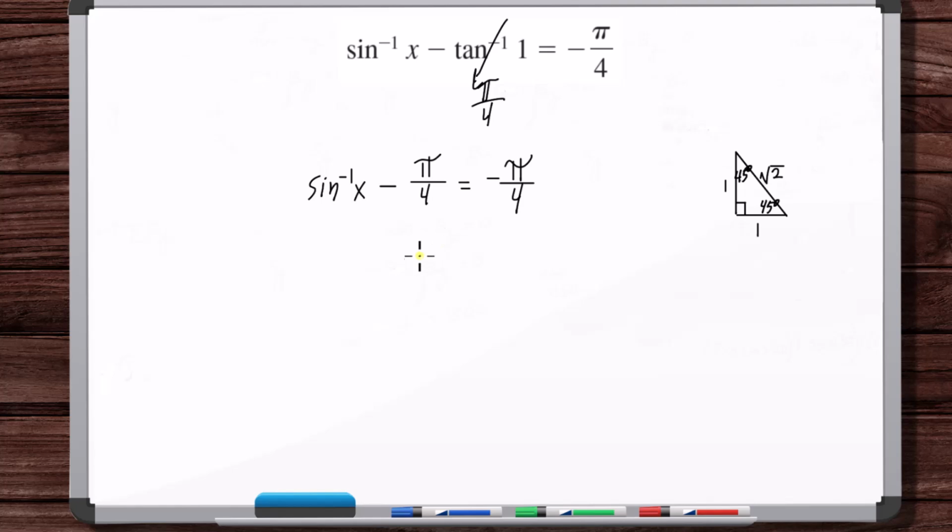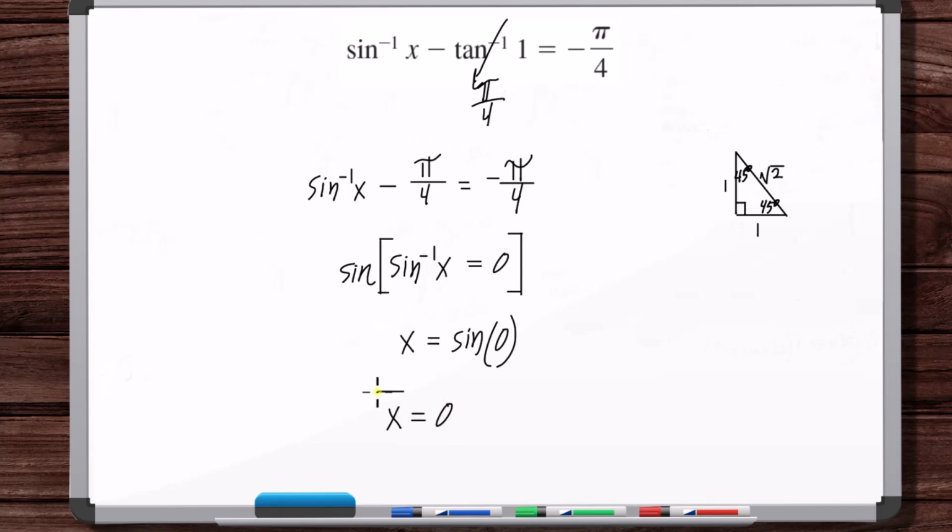Okay, now we add pi over 4 to both sides, and we get, okay, now what is sine of 0? That's just 0.